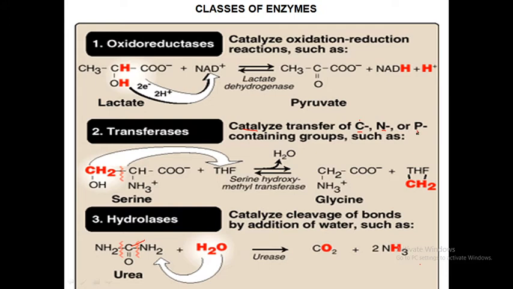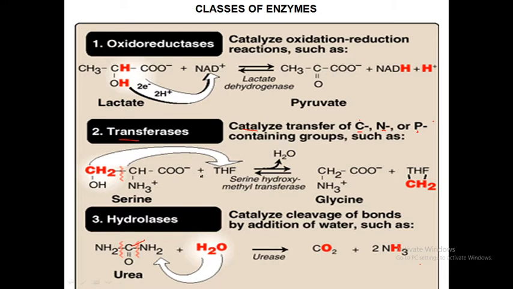There are phosphorus types of groups also, and there are sulfur types of groups. So these different types of groups are transferred by a class of enzyme known as the transferases. The name itself suggests it transfers something.